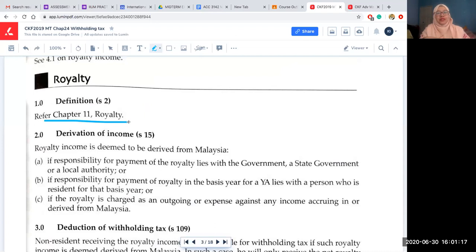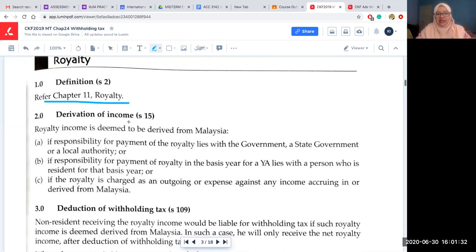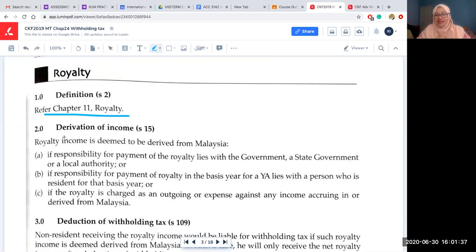Why do you need to understand the definition? Because if your payment falls into the definition, then you have to withhold tax. If not, then it's not royalty. That's why you have to understand the definition. Now we look into the derivation. Remember, deemed derived in Malaysia. Only if the royalty is derived in Malaysia is the income subject to withholding tax.